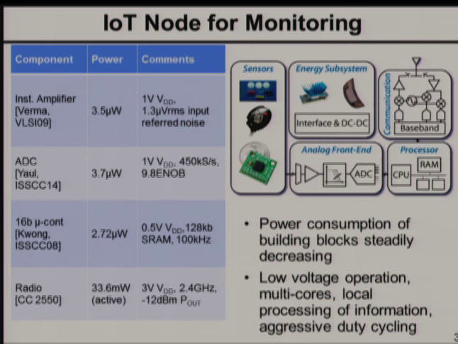Over the last few years, significant research and industry efforts have gone into decreasing the power consumption of each of these sub-blocks. I've tabulated some of the recent numbers for a front-end instrumentation amplifier, ADCs, and microcontrollers. The radio still dominates the power, but ultra-low voltage operation, parallelism, local processing of information, and aggressive duty cycling have brought down the power consumption of these blocks significantly.